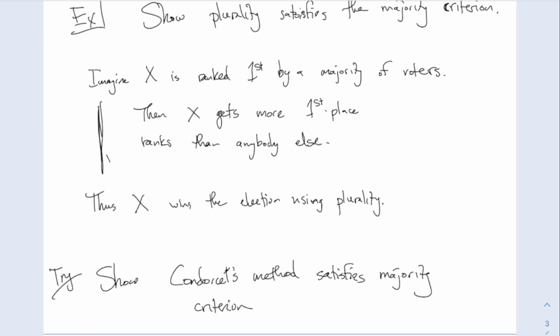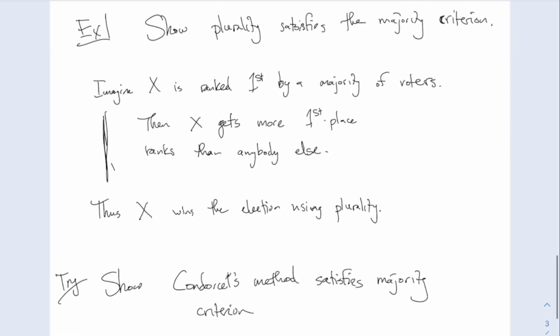No, we're not talking about any example in particular. You have to imagine any possible election where X gets a majority of first place rankings, and then explain why they are going to be the winner using the Condorcet method. You have to think about what makes the Condorcet winner. Like, how do you decide who the winner is? And is such a person really going to be the winner?